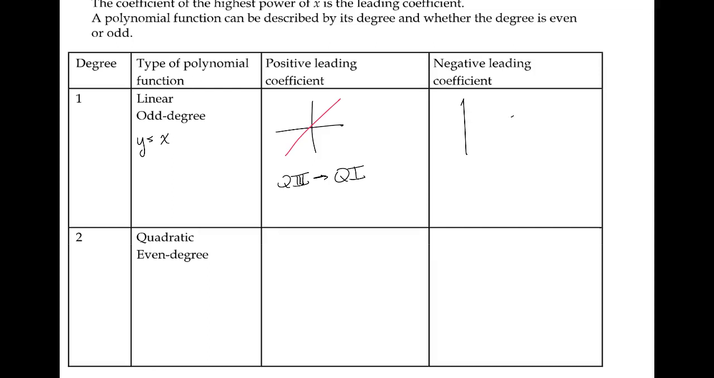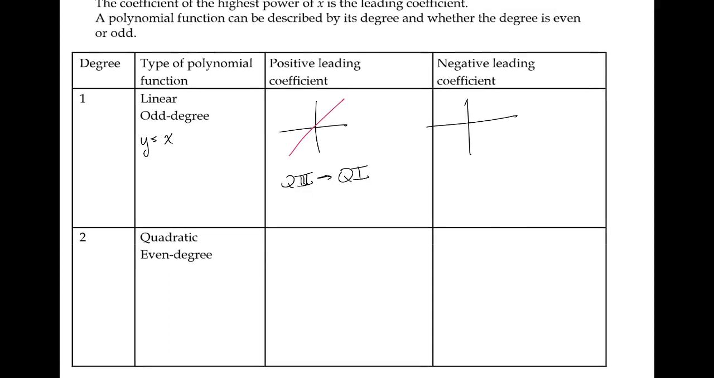If I were to graph it with a negative leading coefficient, when we talked about slope in grade 10, that meant that it was going downward like this, which means I'm going from quadrant 2 to quadrant 4. And again, always reading from left to right.